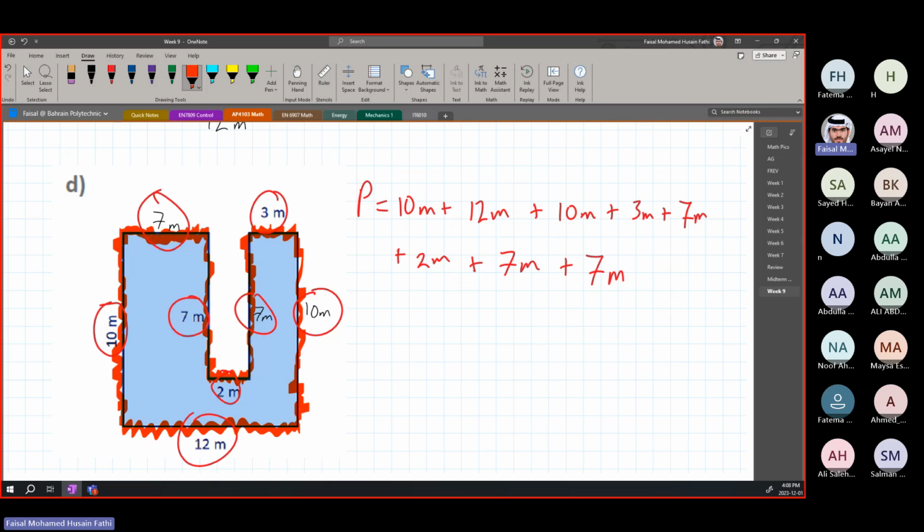So this is the perimeter of the shape. It's the outside edges of the shape. Put all this in a calculator, it's going to be equal to something. I'm not sure. Okay? Makes sense? Any questions about what I did here?